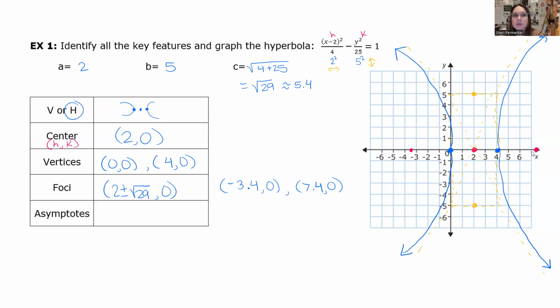So these are my two focus points. Asymptotes. There's an equation on your other blue paper. So we're going to use that as a guide. So you have y is equal to plus and minus b divided by a. And then you have x minus h.